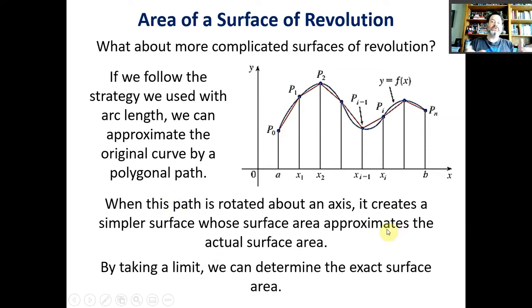And so what we can do is sum up the areas of all the bands and take the limit as n goes to infinity to get more bands. And we'll call that limit an integral. And it actually works out really, really nice, as you will see.